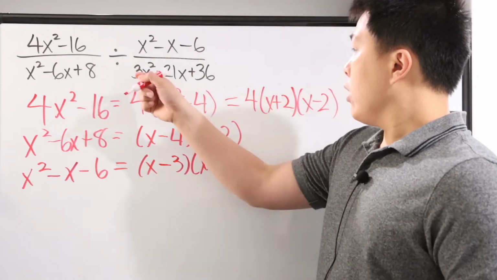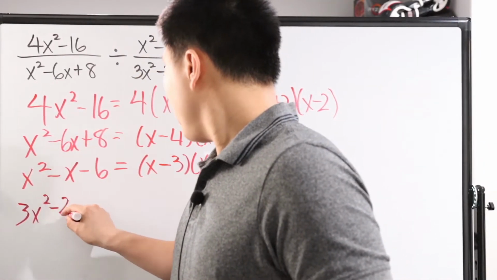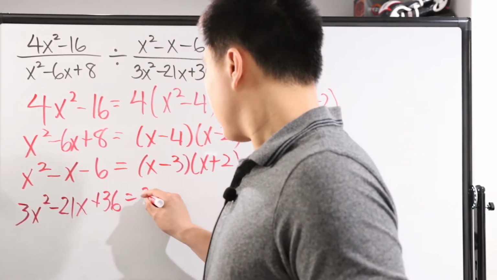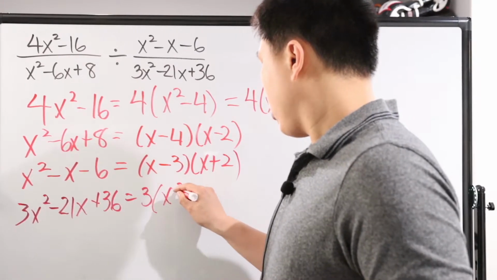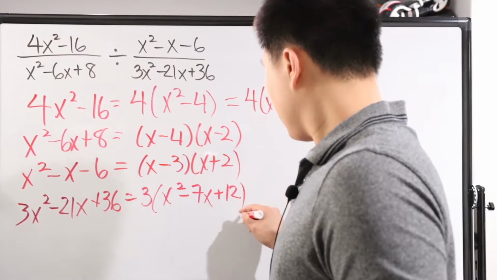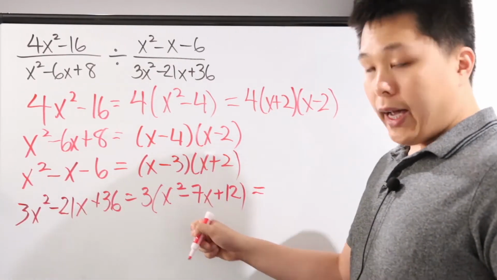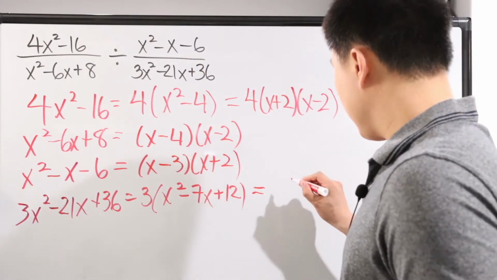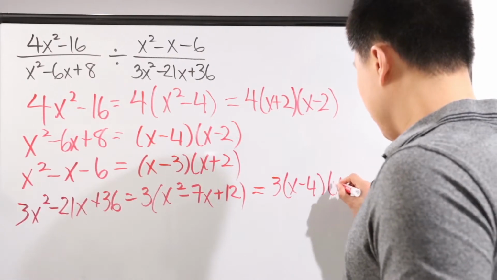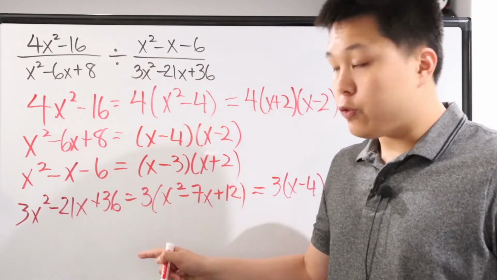There we are. Now, the last part, we have 3x squared minus 21x plus 36. We can factor out the 3. That gives us x squared minus 7x plus 12. Well, in here, we need two numbers that multiply together to become 12 and add together to become negative 7. So in this case, that's just going to be x minus 4, x minus 3.